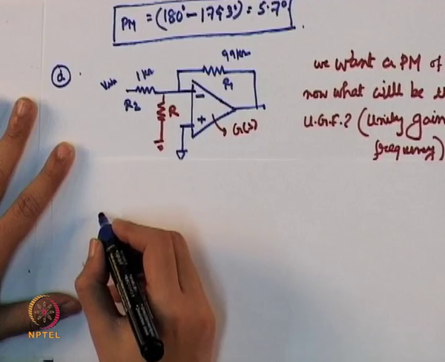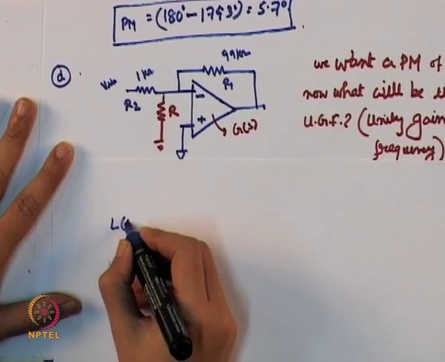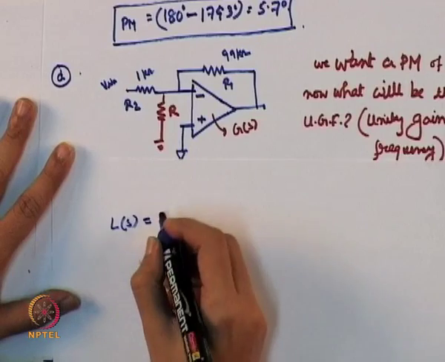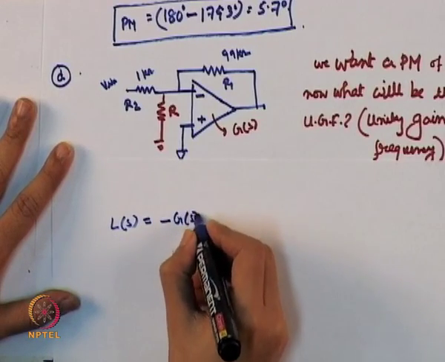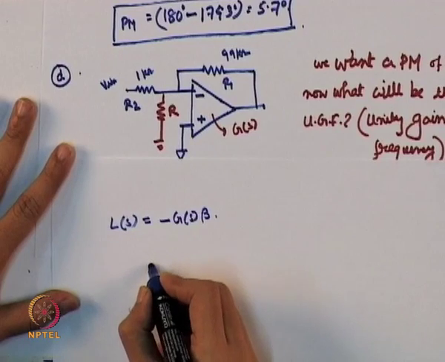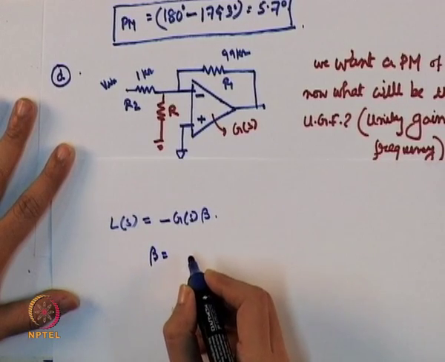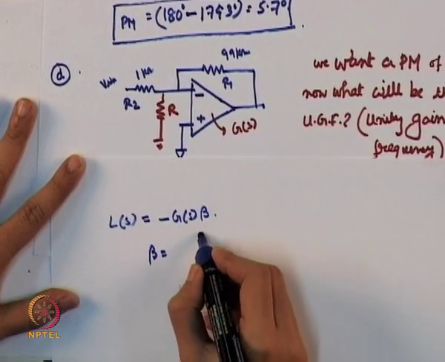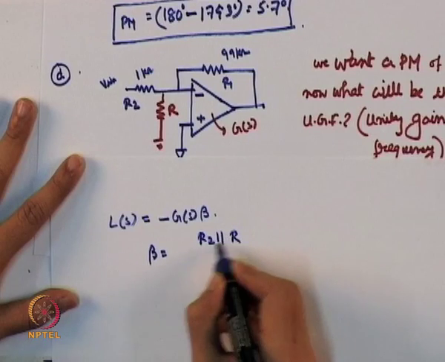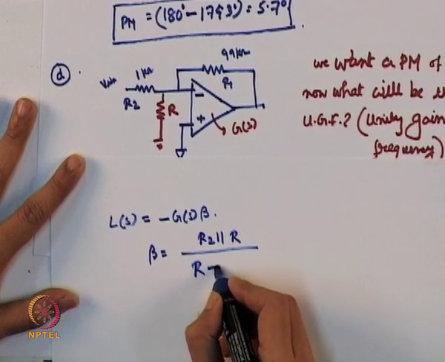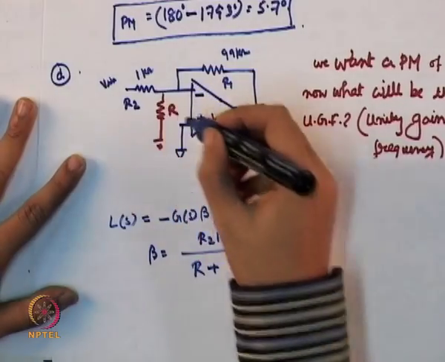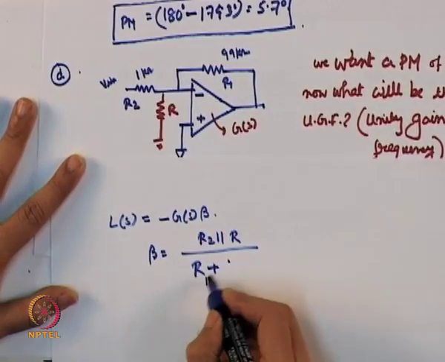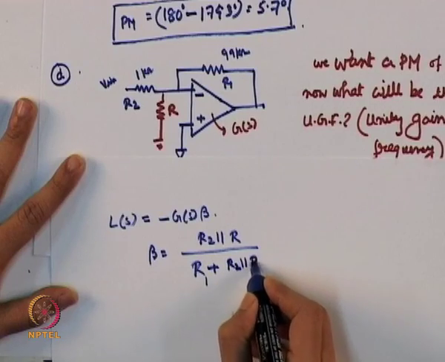So, now the Ls becomes, for part D, Ls becomes Gs by beta. So, ultimately what is the change? The change will be in beta, because earlier beta was R2 by R1 plus R2. Now, the beta is R2 parallel R divided by R plus R2 parallel R divided by R1 plus R2 parallel R.